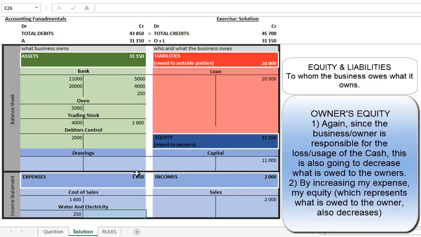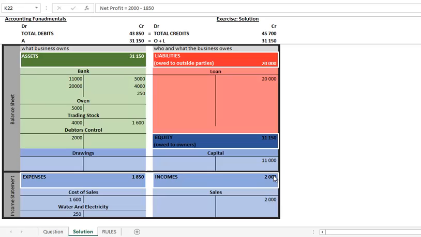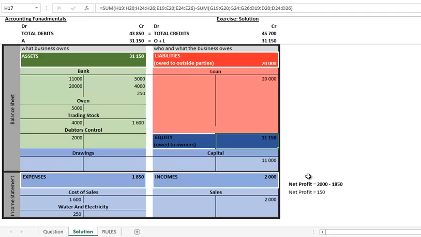Now let's have a look at what the situation is in the income statement. I've got incomes of 2,000 Rand, got expenses of 1,850. That leaves me with a net profit of 2,000 minus 1,850, which gives me a net profit of 150. Now this 150 has been included in my equity figure.